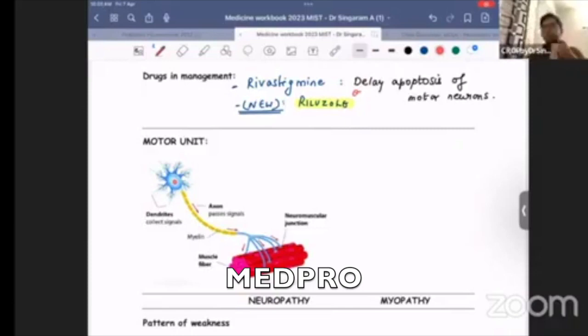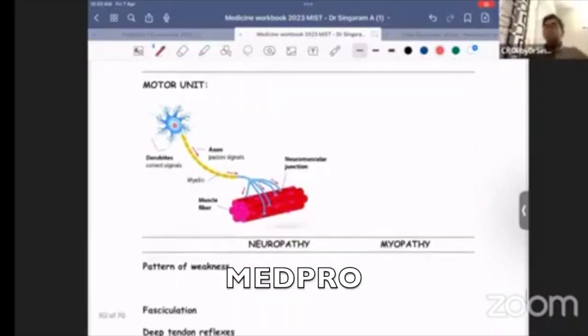Next we move on to diseases which are involving the motor unit. This is again a physiology concept. What is the meaning of motor unit?